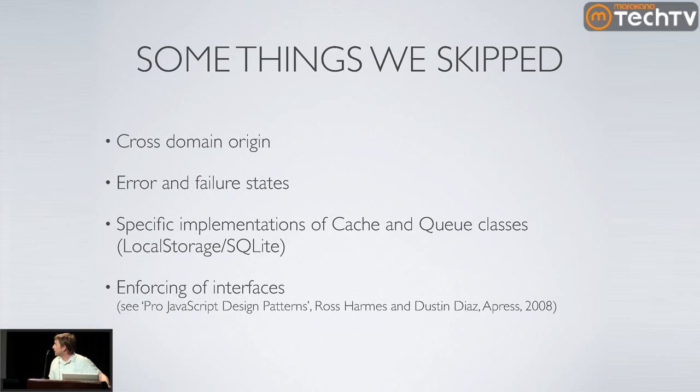And then enforcing interfaces: I've just said JavaScript doesn't actually have the concept of interfaces, and I haven't talked about how you can physically enforce these. But in Ross and Dustin's book, Pro JavaScript Patterns, there's a good section near the start because they define the interfaces early on in the book and use them throughout. That's a good approach for enforcing interfaces if you need to in your application.